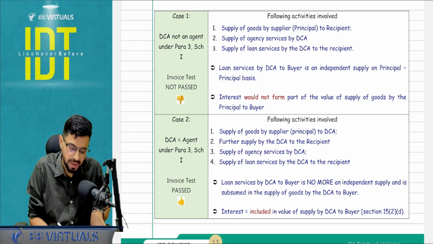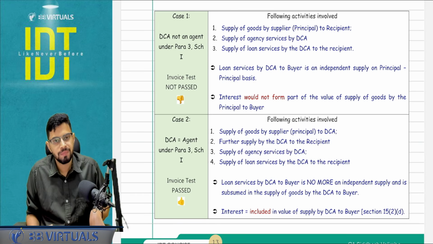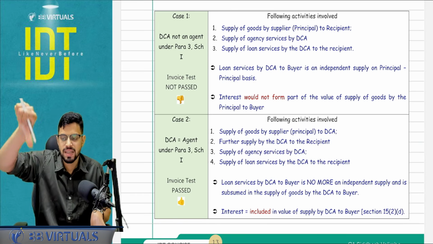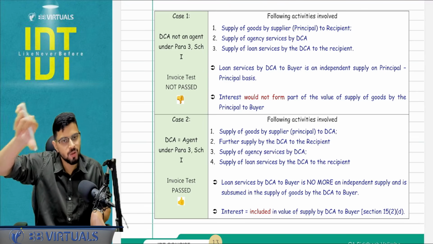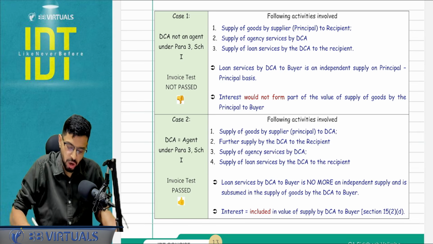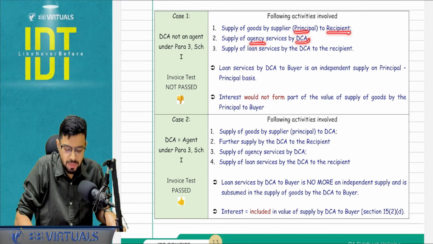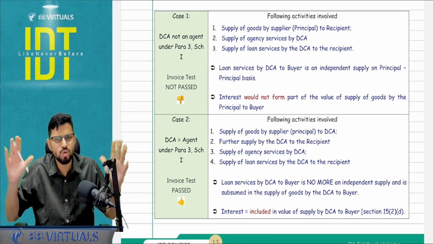I'm again covering it, that if DCA is not an agent under paragraph number 3, that is invoice test has not passed. So in this case, there are 3 activities involved. Principal to recipient supply is happening. Agency services by DCA, that is a normal commission. There is no analysis there.